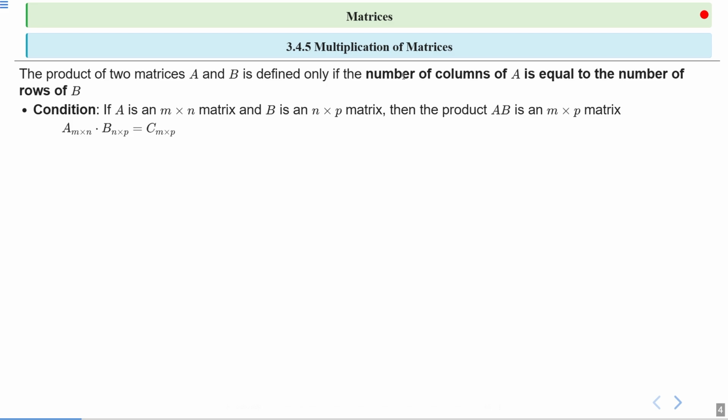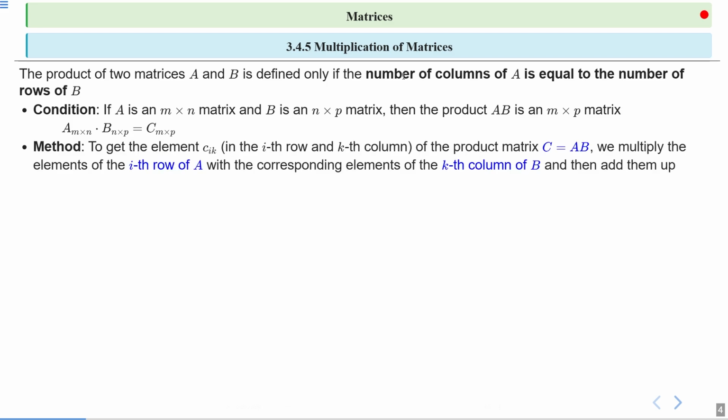The product of two matrices A and B is only defined when the number of columns of A matches the number of rows of matrix B, right? So A is m into n and B is n into p. Here you can see that the columns of A are equal to the rows of B, which is n.